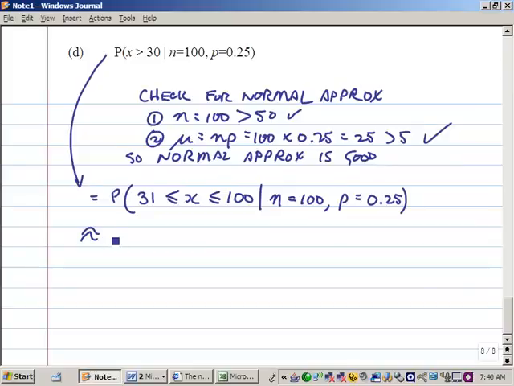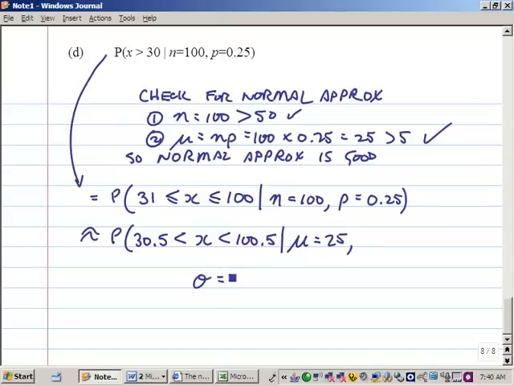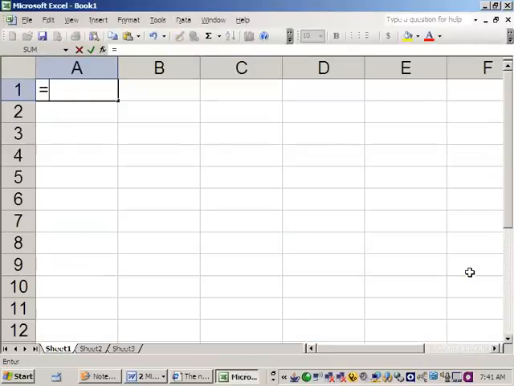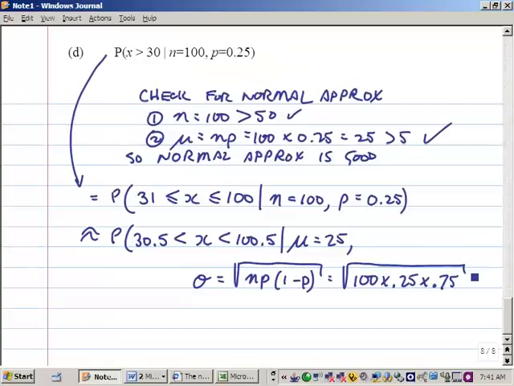Okay, the normal approximation is good, so we say this is approximately equal to a normal distribution problem. We go down half a unit from the lower limit, we go up half a unit from the upper limit. The mean on the normal will be 25. Standard deviation, square root of n times p times 1 minus p. Square root of 100 for n times the p of 0.25 times the 1 minus p of 0.75. So this is square root of 100 times 0.25 times 0.75. It's 4.330.